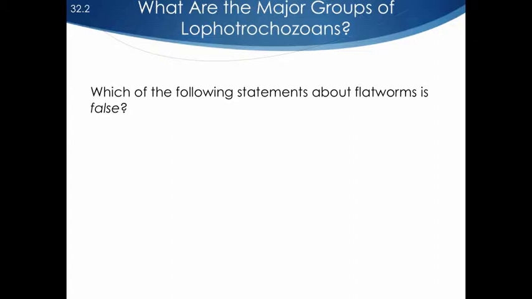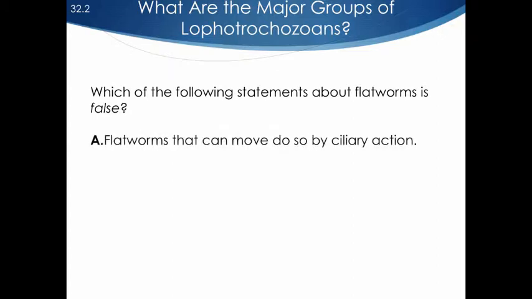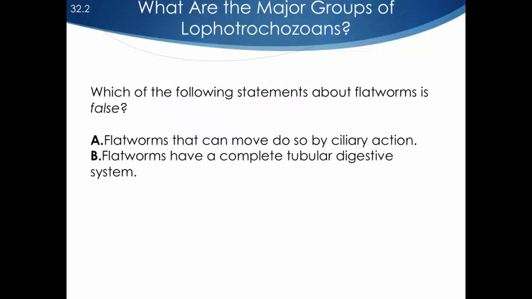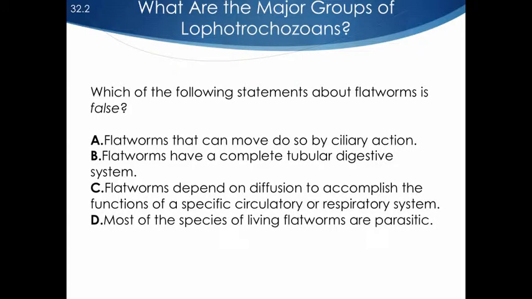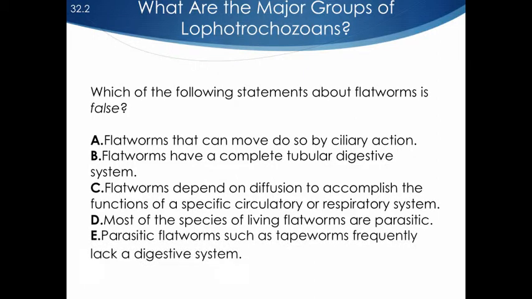So here's another question. Which of the following statements about flatworms is false? A. Flatworms that can move do so by ciliary action. Sorry for my pronunciations again. B. Flatworms have a complete tubular digestive system. C. Flatworms depend on diffusion to accomplish the functions of a specific circulatory or respiratory system. D. Most of the species of living flatworms are parasitic. E. Parasitic flatworms, such as tapeworms, frequently lack a digestive system. So take a second to look at it and decide what you think it is.